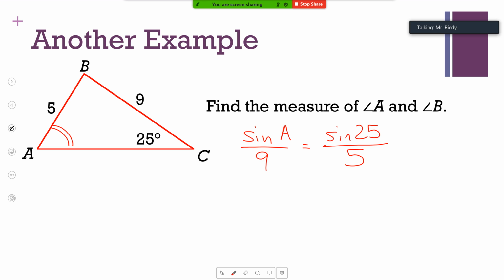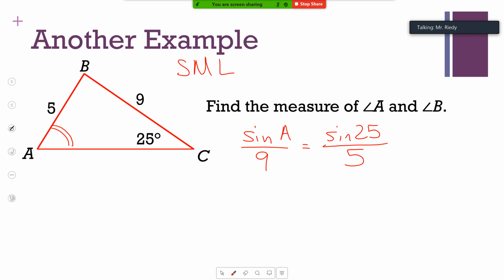Anybody else? Why is A going to be bigger than C? Because the denominator 9 is bigger than 5. So for the sine of A, for it to be equal to each other, the sine of A has to be bigger than 25. Right? Yeah, don't call it sin.